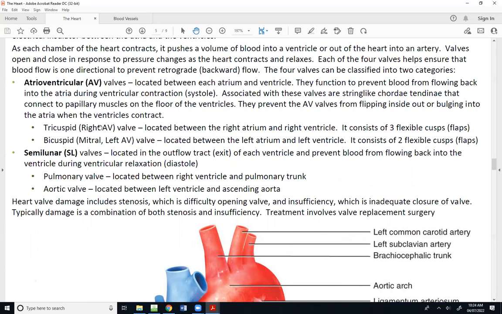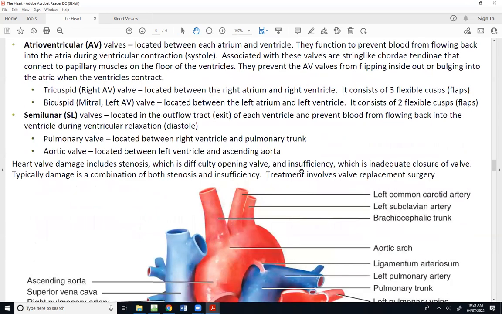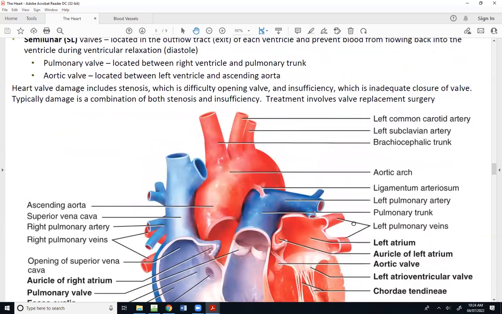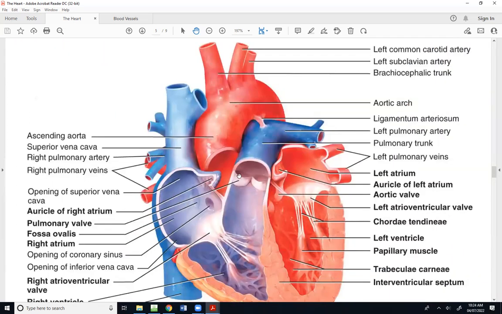I want you to know all of those names. So make sure you know tricuspid and right AV valve are the same, and bicuspid, mitral, and left AV valve are the same as well. Okay. Then you've got the two semilunar valves.